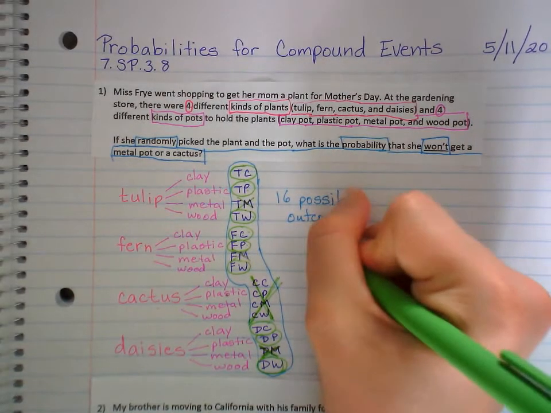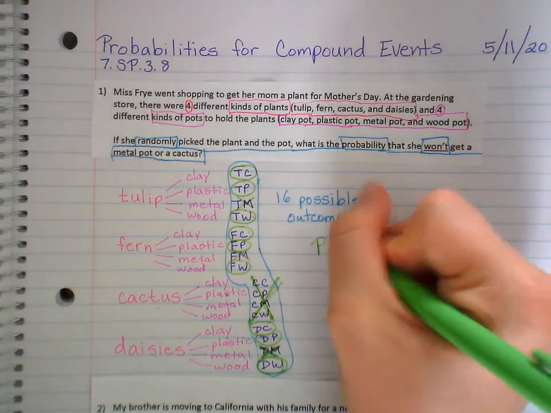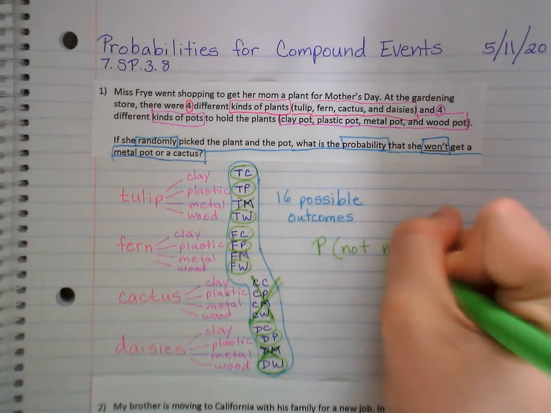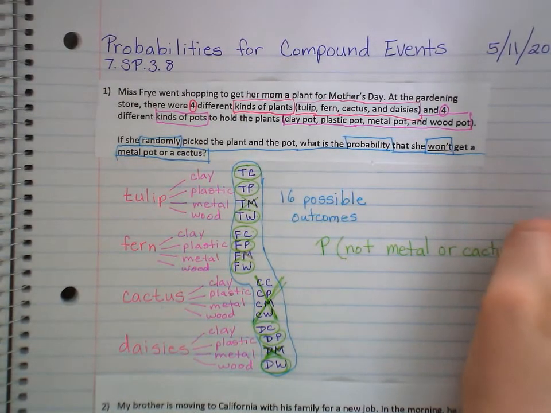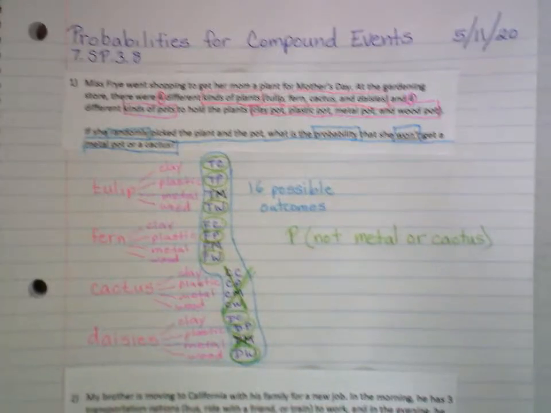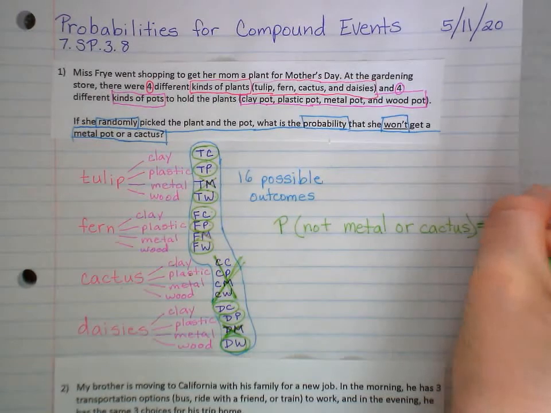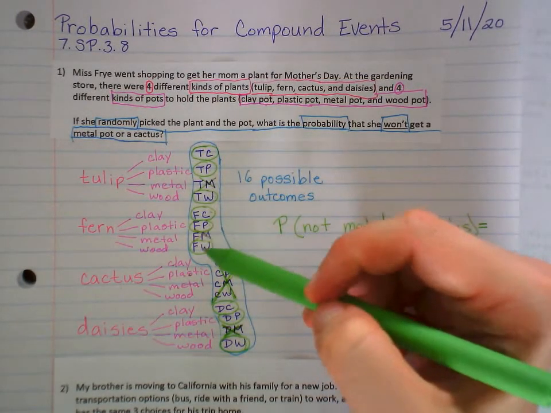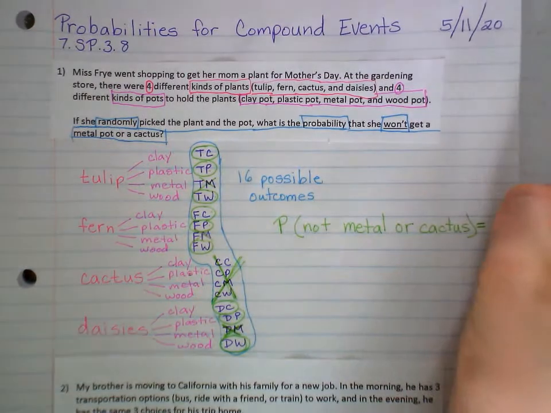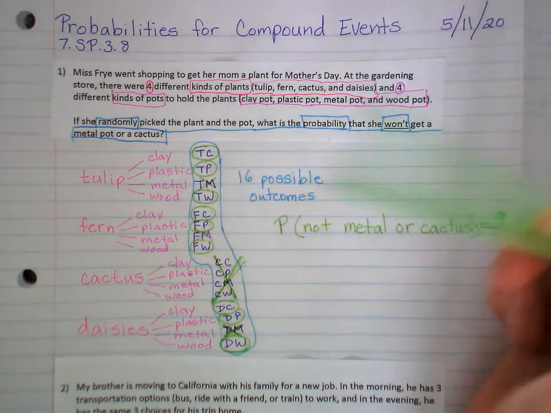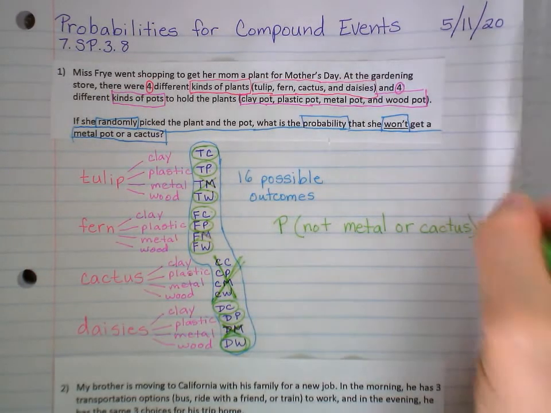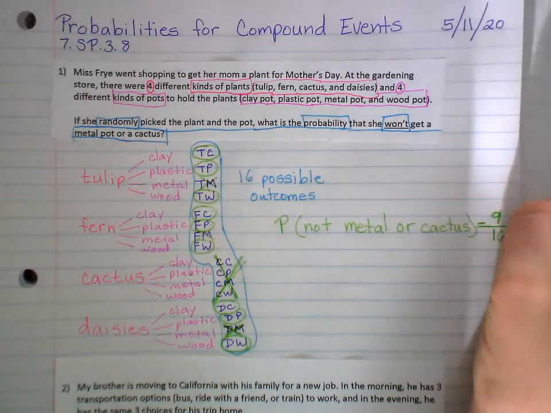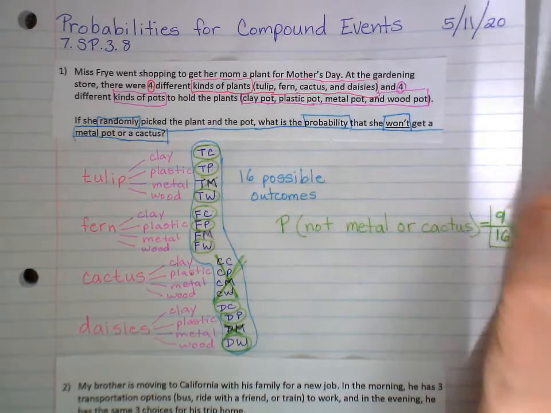So the probability of not getting a metal pot or cactus equals 1, 2, 3, 4, 5, 6, 7, 8, 9. So there's 9 good ones that I can get and be happy out of how many options total? 16. 4, 8, 12, 16. So 9 out of 16.